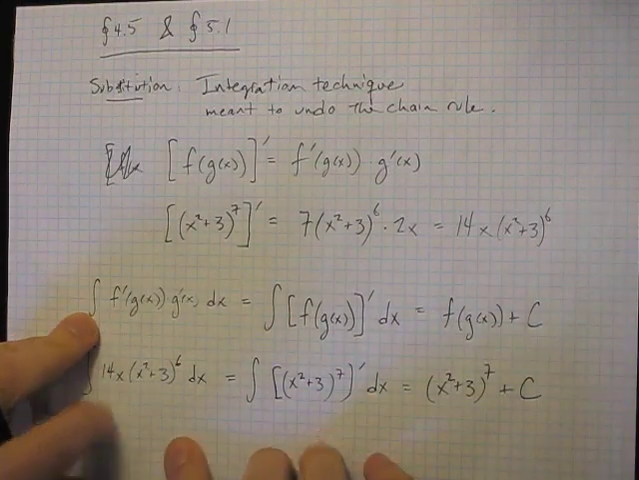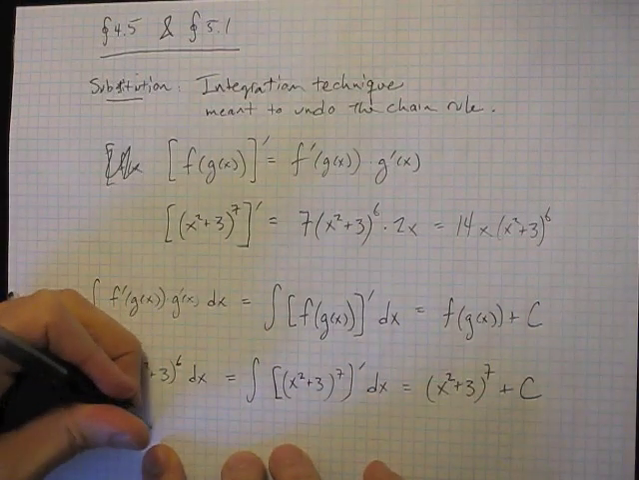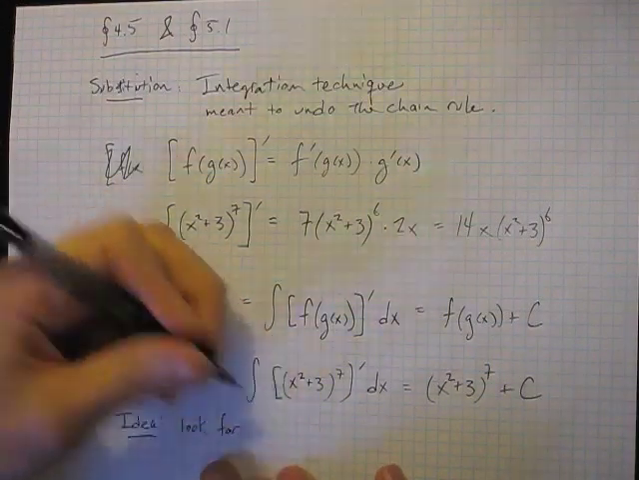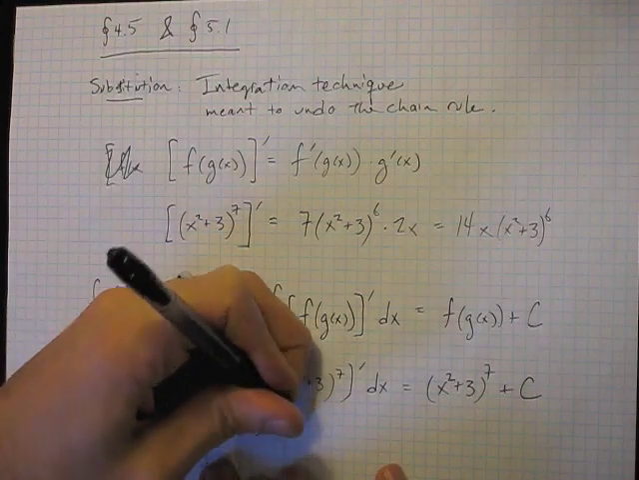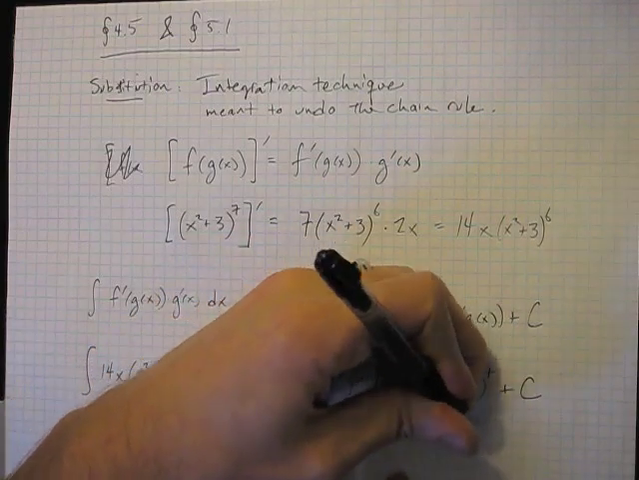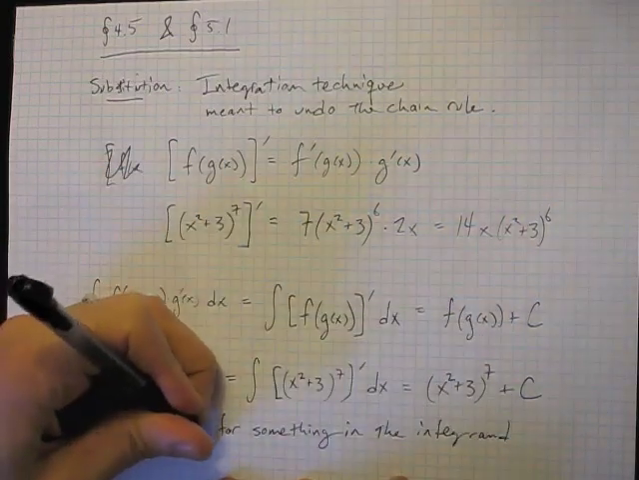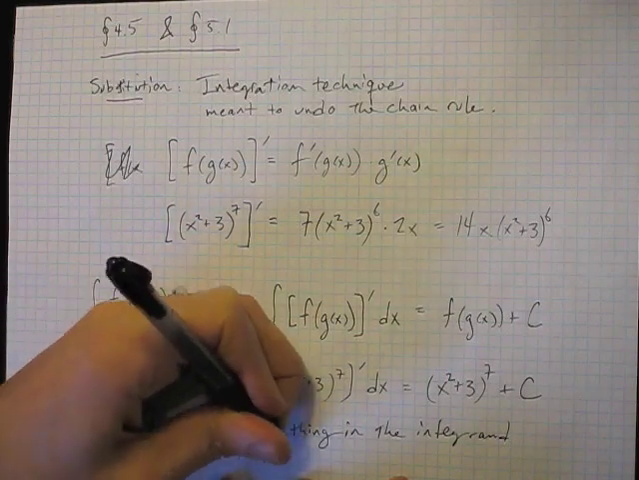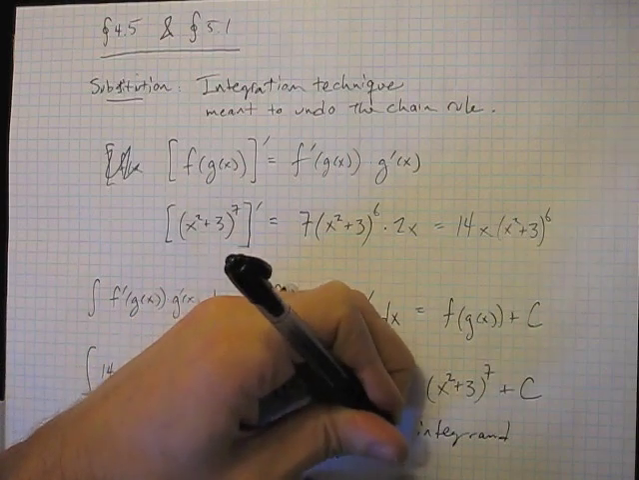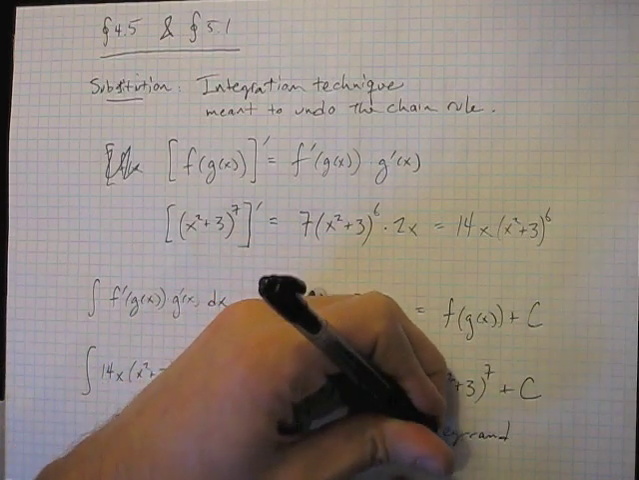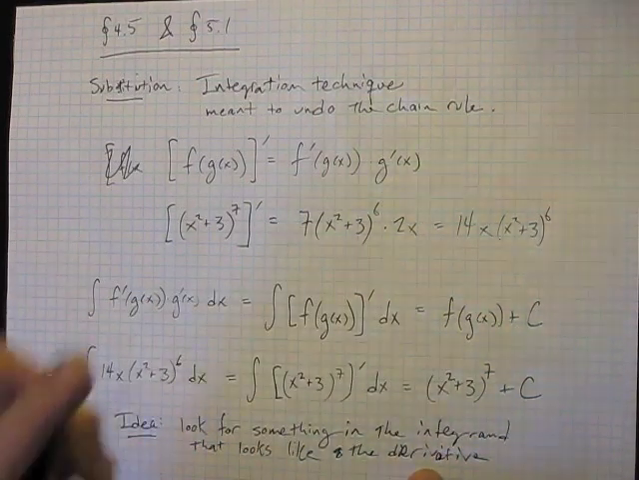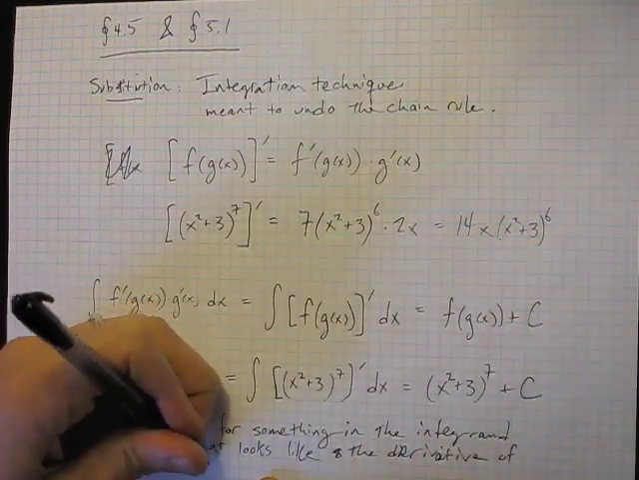The idea is that you should always look for something in the integrand that looks like the derivative of something else in the integrand. Sorry, I can't write today. Look for something in the integrand that looks like the derivative of something else in the integrand.